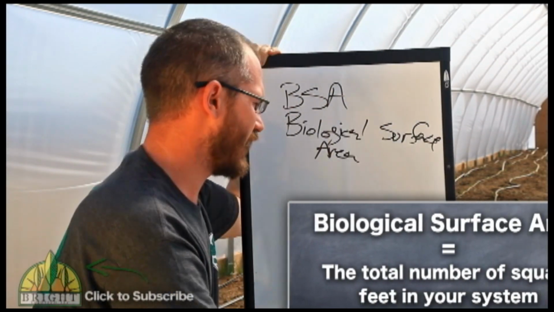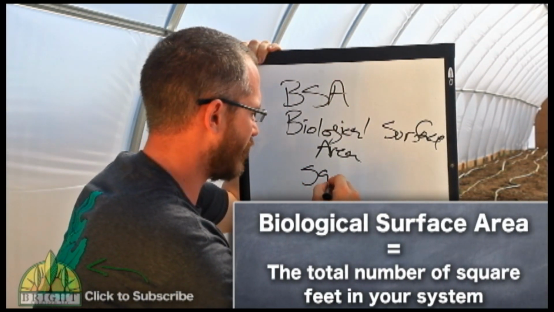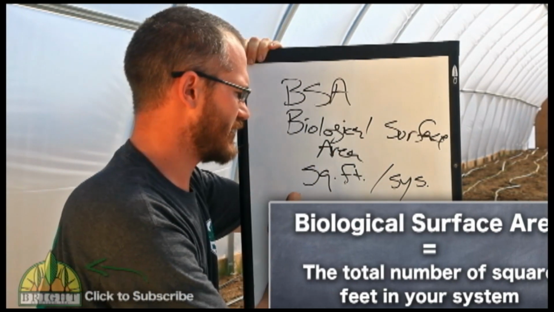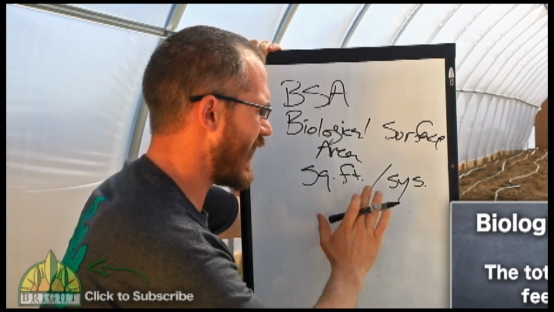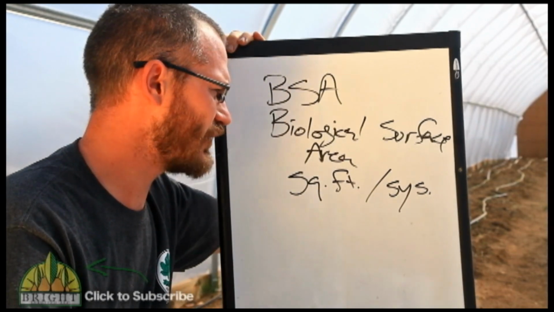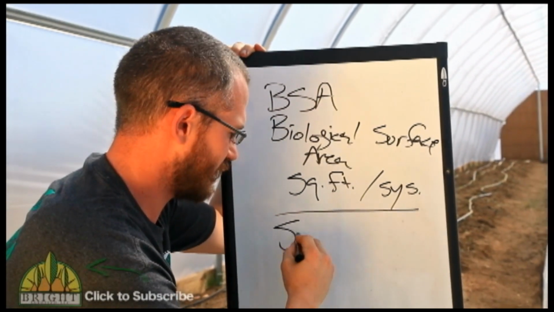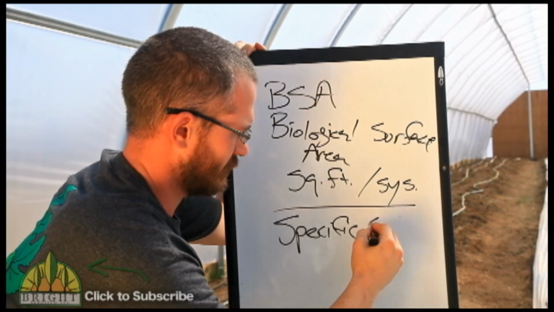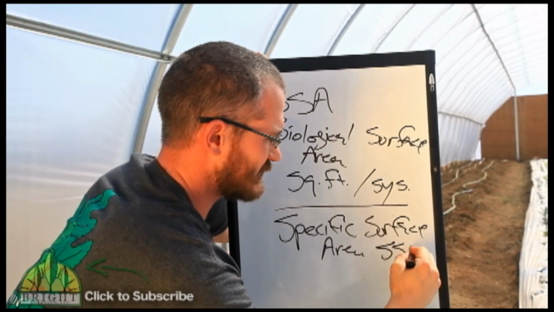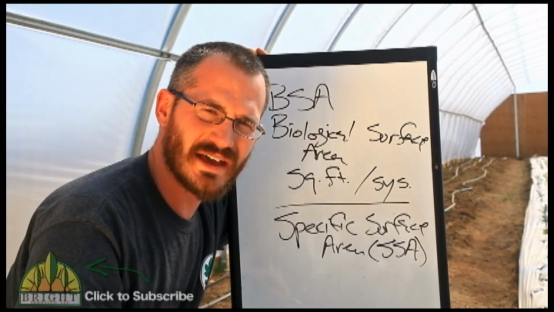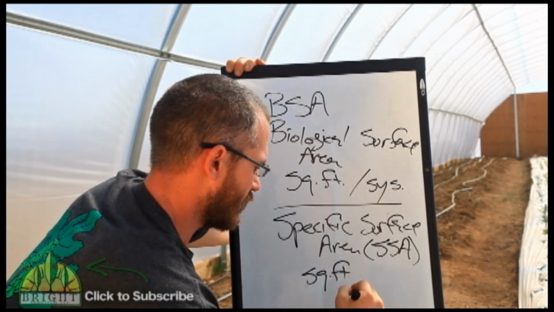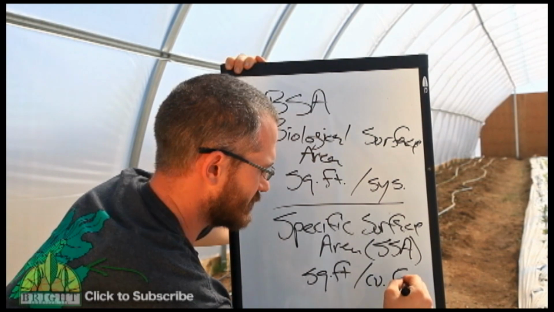So BSA, or biological surface area, is usually measured in the number of square feet per system. So this is a measure of how many square feet we have in the entire system. Now, to get this measurement, we have to know a few things. We have to know something called specific surface area, or SSA, and this is a measurement of the number of square feet per cubic foot.